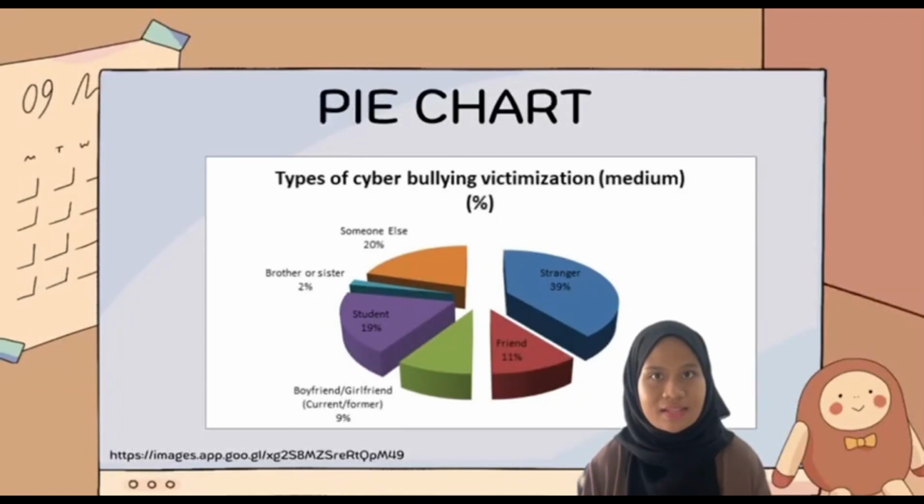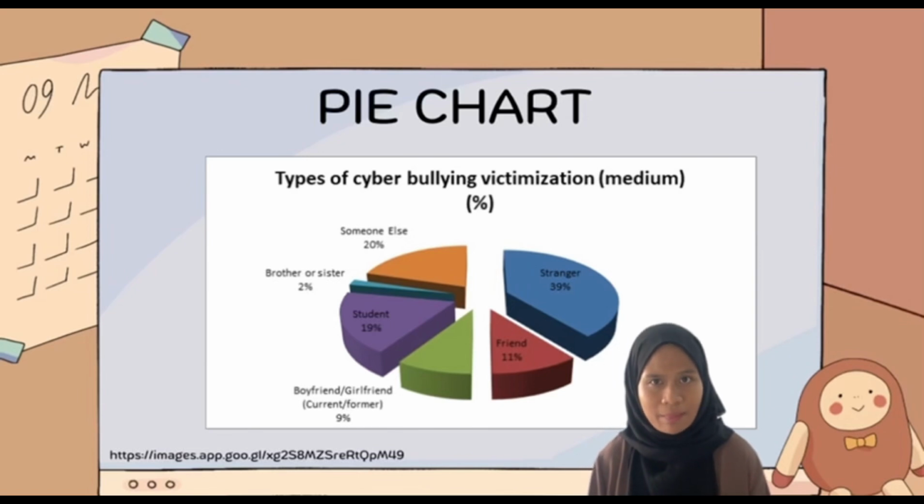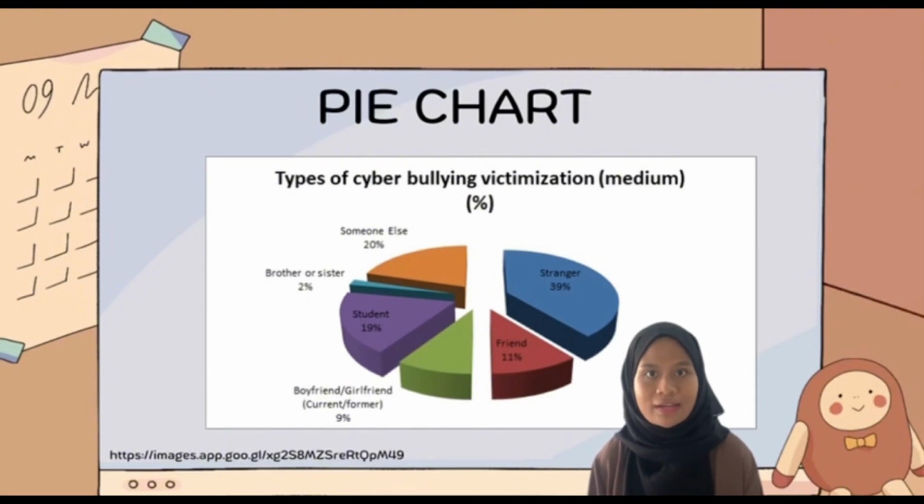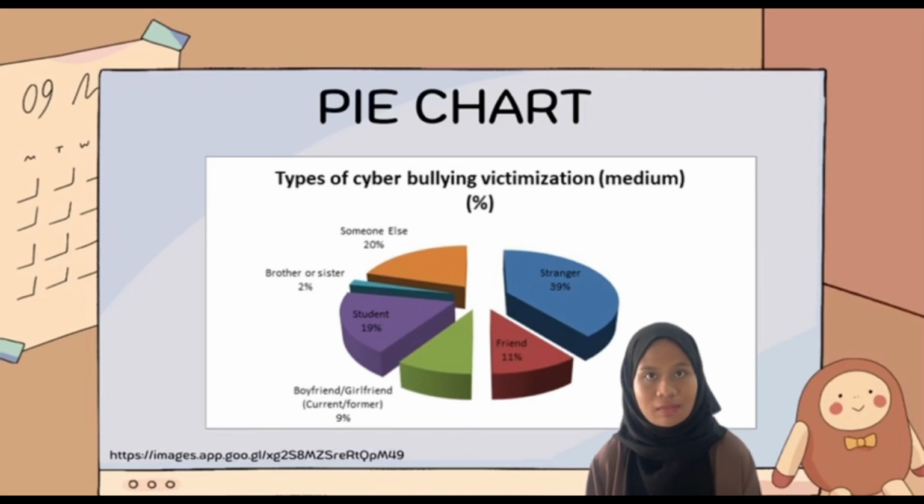It can be seen that exactly 2/10 of cyberbullying victims, with a percentage of 20%, was the group of someone else, whereas slightly over a tenth of cyberbullying victims, with a percentage of 11%, was the group of friends. Thirdly, below a tenth, with a percentage of 9%, was the group of boyfriend or girlfriend. Although cyberbullying by brother or sister and boyfriend or girlfriend constitutes a smaller percentage compared to other sources, their impact is profound due to the close personal relationship involved.